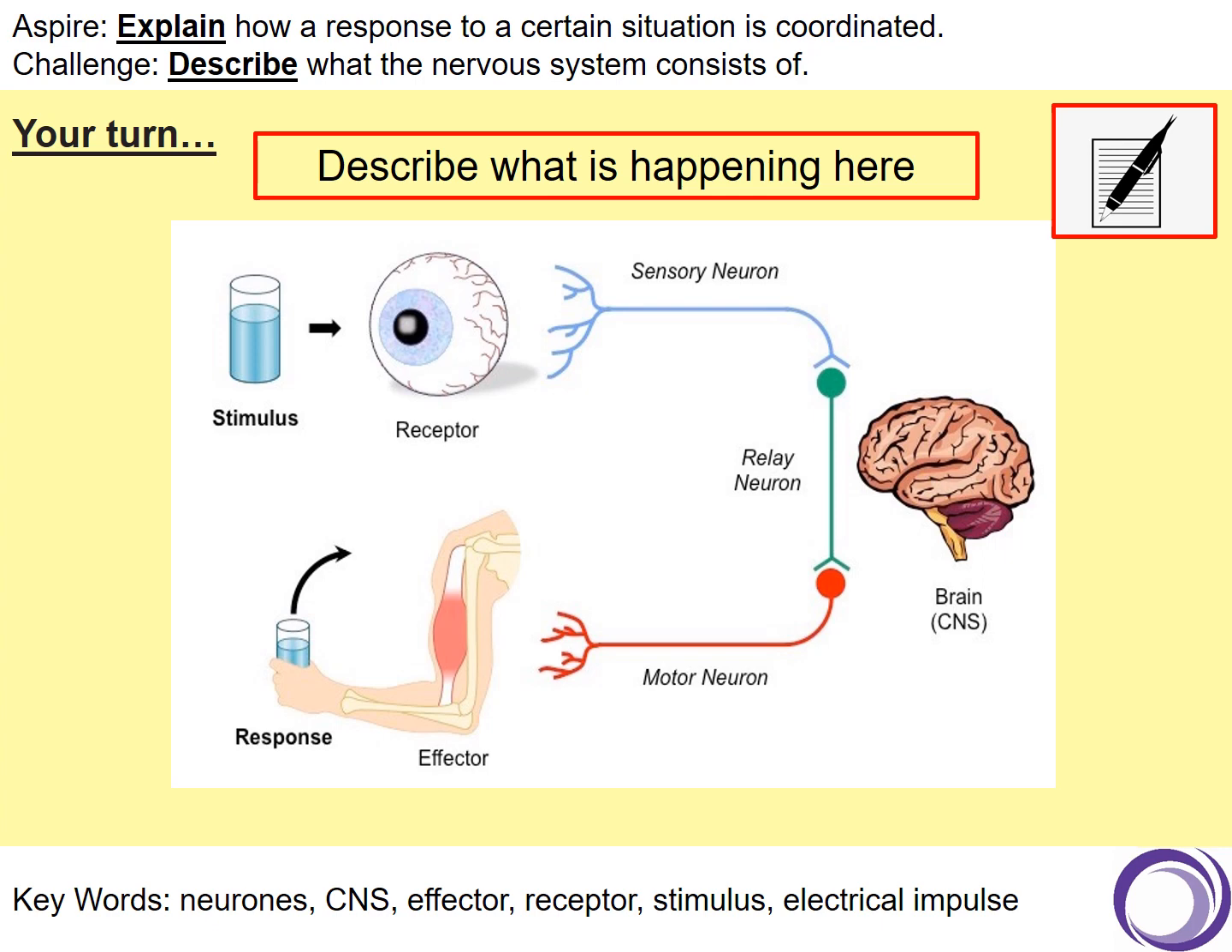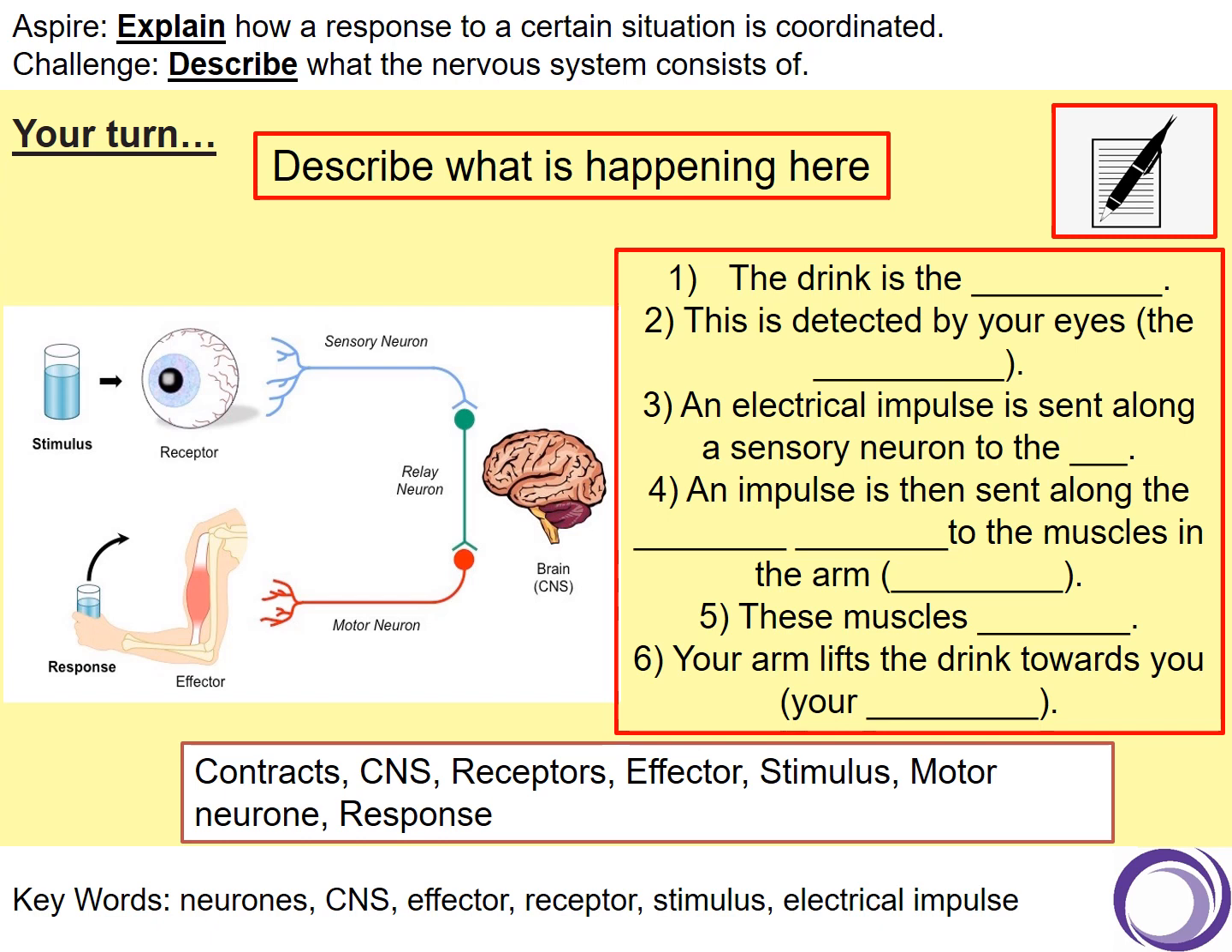So I'm going to give you 5 minutes to write out these sentences as what's happening in each stage of this diagram. So you've got 5 minutes. Go. Just to let you know also, guys, that if you are struggling for the words to fill in the blanks, they are at the bottom of the slide. So please don't use them if you don't need to use them. But if you do, they are there to help you.